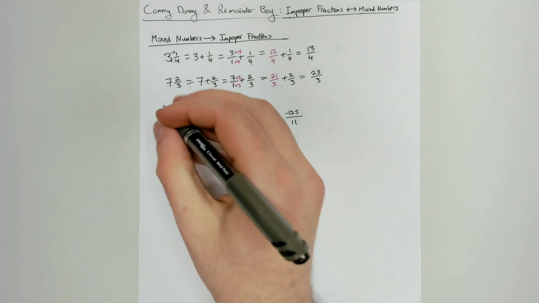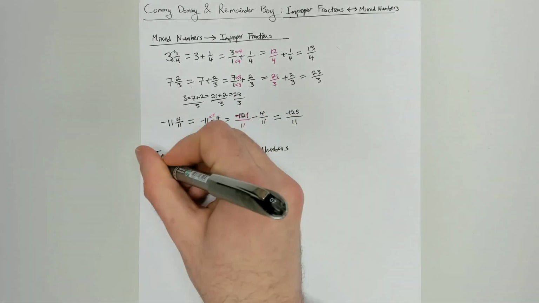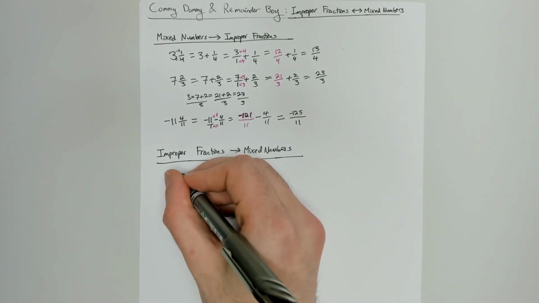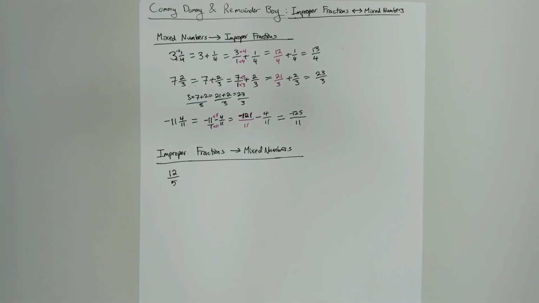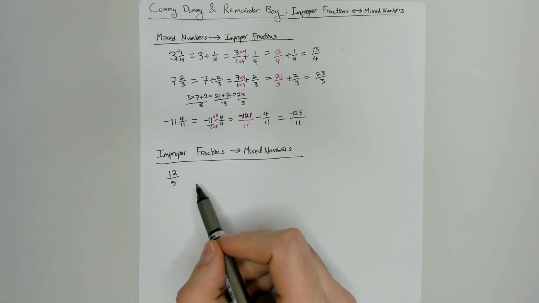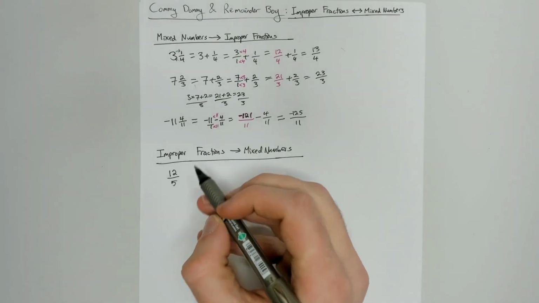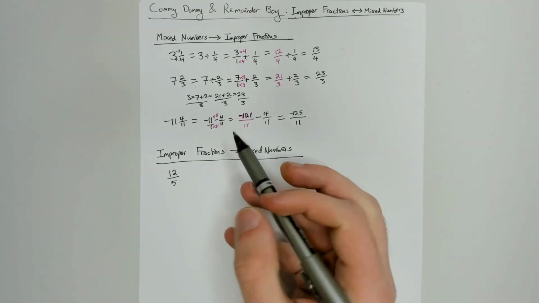And let's move on to improper fractions converting into mixed numbers now. All right, so let's say we have an improper fraction like 12 fifths. We want to express that as a mixed number. So we want the mixed number to have the whole number part and then the remaining fraction piece, right? And the fraction piece is not going to be an improper fraction. It's just going to be a regular fraction.